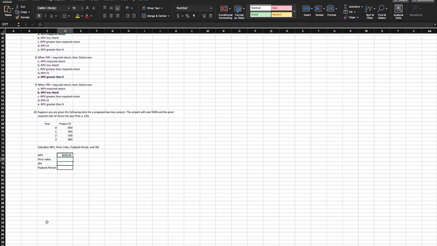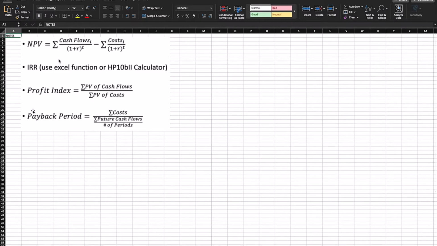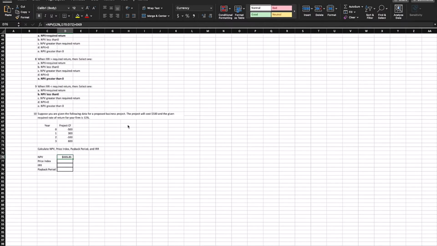Our profit index, if we go back to here, we can see that our profit index is the present value of our cash flows divided by the present value of the cost. So in order to calculate the profit index, we need to take some present values first. By putting a negative in front of the present value function in Excel, we can do this because it will give us a positive. So our rate is 12%. Our periods per year is 3 because this project has a lifespan of 3 years.